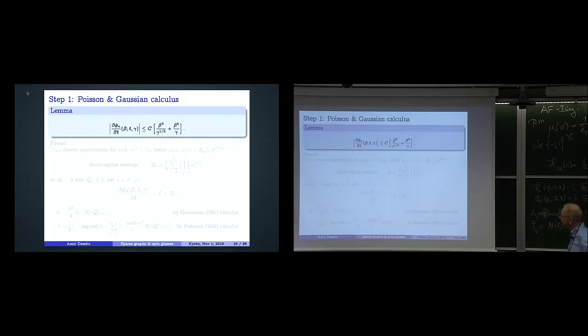Okay, so the problem is to prove the lemma, and I will give you two proofs. The first proof will be taken from this paper, and it will be using this kind of interpolation technique, which relies on having very nice distributions. It relies on us choosing this Poisson for the graph and the Gaussian for the SK model.